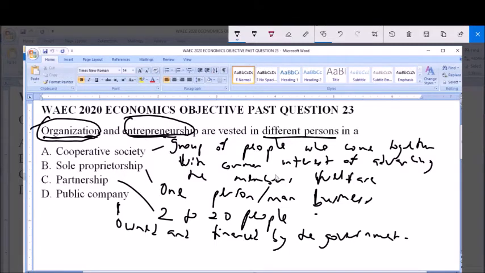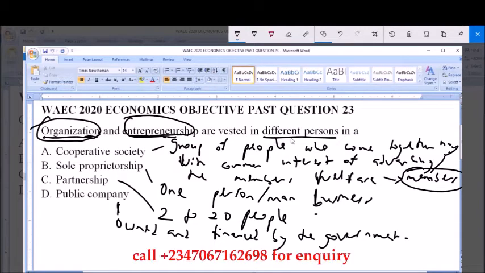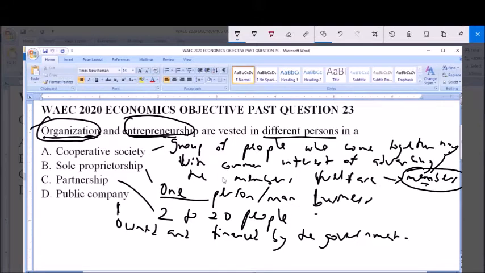Now, in a cooperative society, yes, you have members who are part of the organization of the society. Now, these same members amongst themselves select those that will manage it. So you can't say the membership and entrepreneurship are vested in different persons, because it is the same set of people, just a select few of the members that are also a part of the management. So it is not vested in different persons. Now, sole proprietorship is obviously owned and operated by one person, so everything is run by one person. The same thing goes for partnership. This same group of people are responsible for the organization and entrepreneurship.